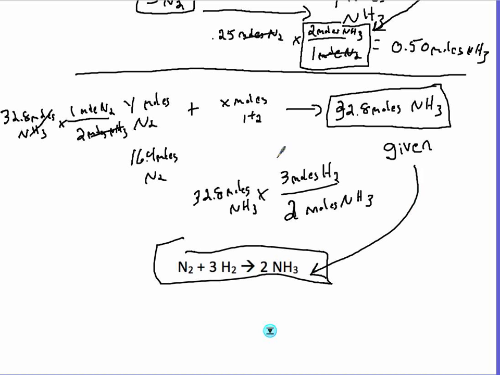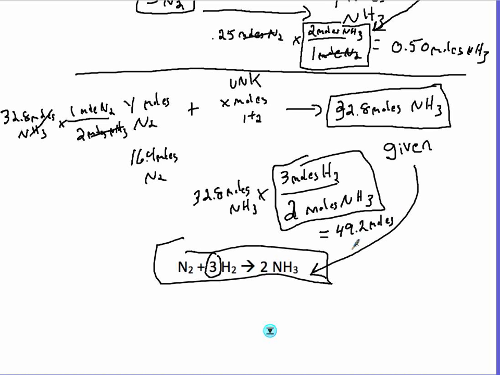So in this calculation right here, my unknown over my given was the coefficient of 3, because that's what I was solving for. There's my unknown right there, over 2. Okay, and of course when I take 3/2 of 32.8, that's going to give me, via the calculator, 49.2 moles of H2. Okay, so hopefully that makes it a little more clear about what you do with coefficient ratios in the balanced equation.